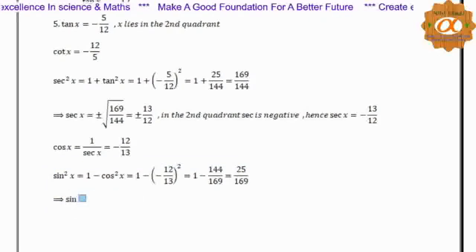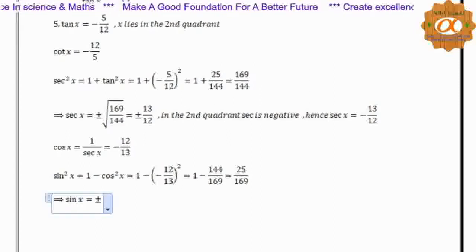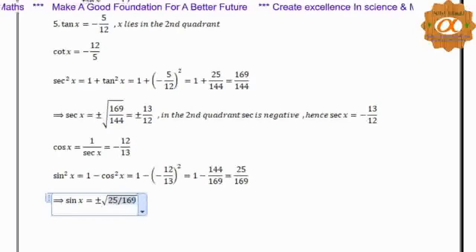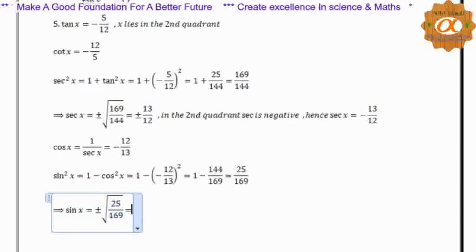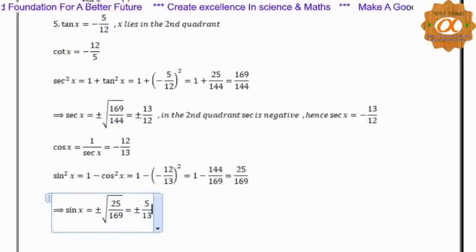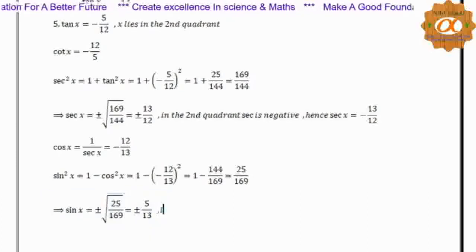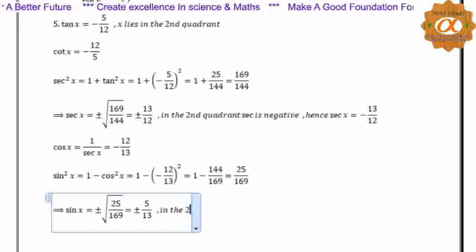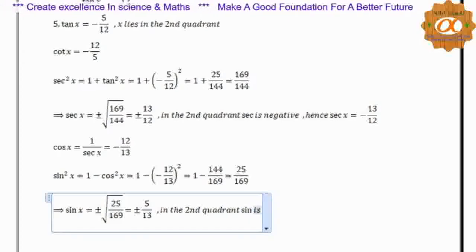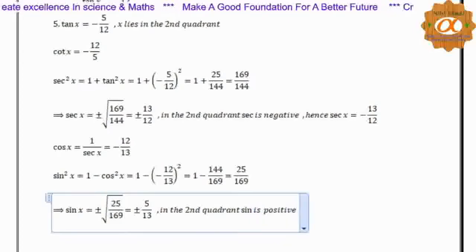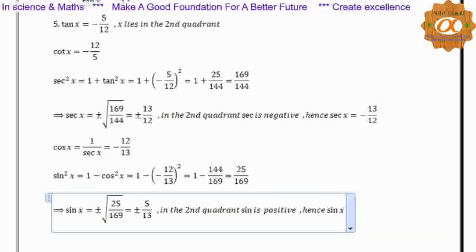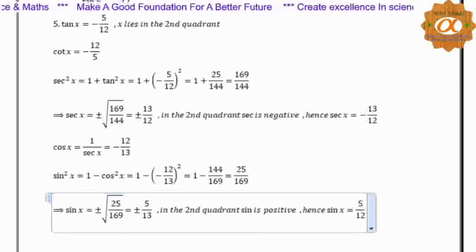That means sin x is equal to plus minus under root 25 by 169, that comes out to be plus minus 5 by 13. Now again we have to think about the sign. In the second quadrant, sine is positive, hence we take sin x is equal to 5 by 13.